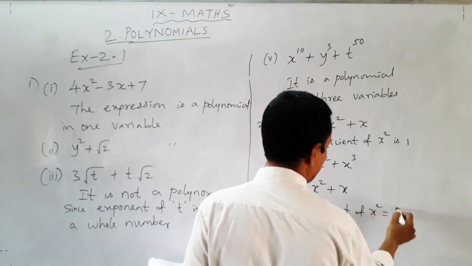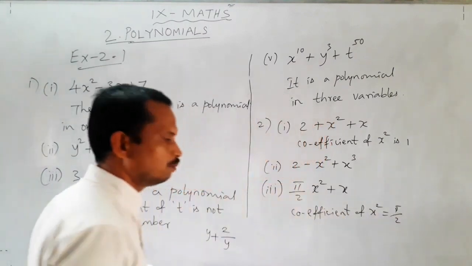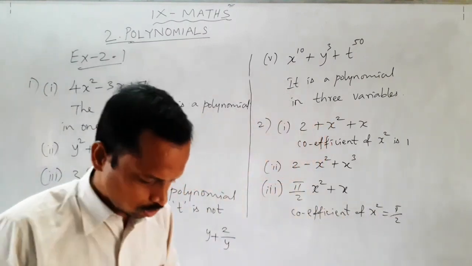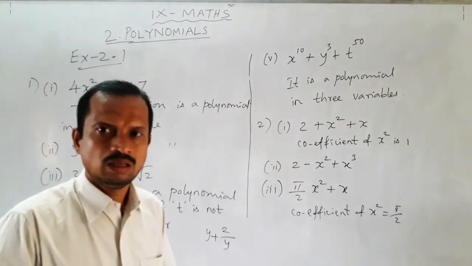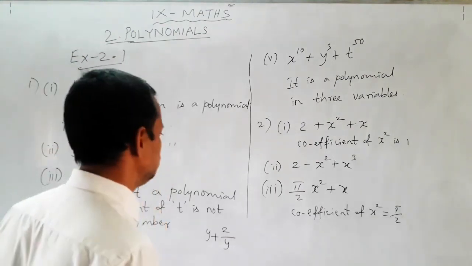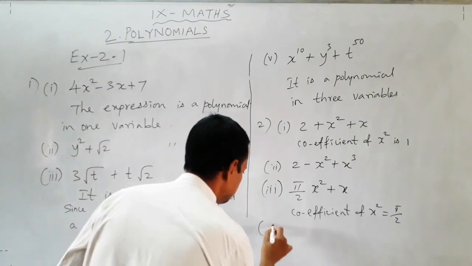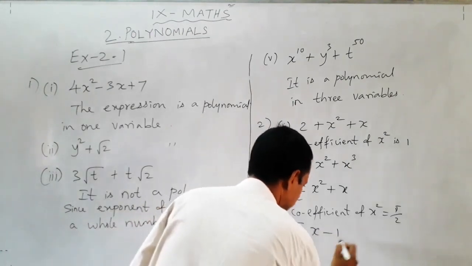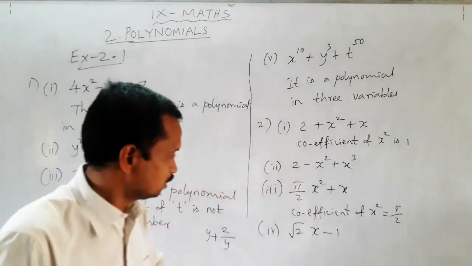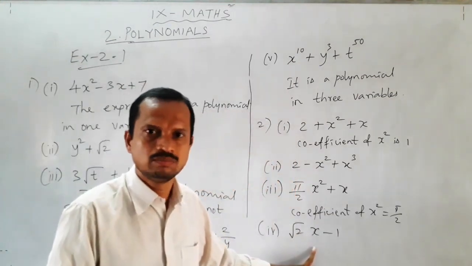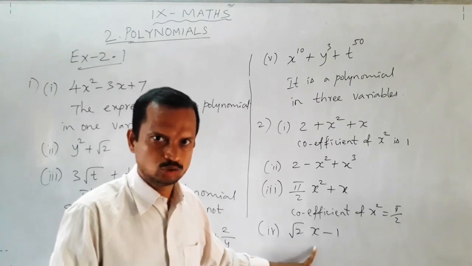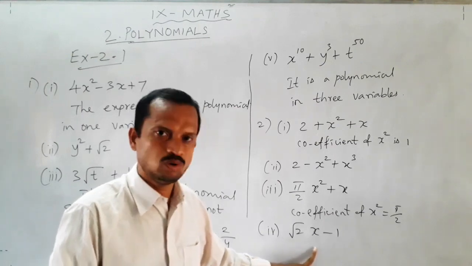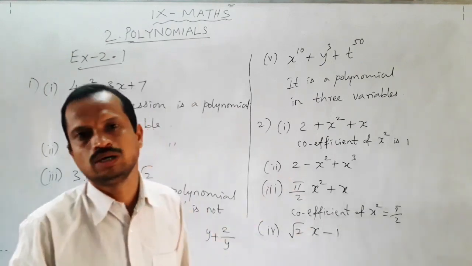x square equal to pi by 2. The answer is pi by 2. Coefficient of x square is pi by 2. So like that, option 4 you take as homework. But you have to understand what is there. Option 4. What is given there? Root 2 x minus 1. So here no x square term. Here x square term is missing. Therefore they are asking coefficient of x square only.